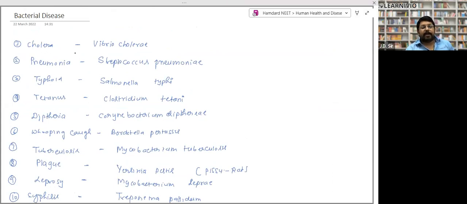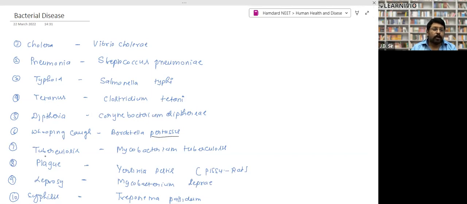Cholera is spread by a bacteria known as Vibrio cholerae. Pneumonia is spread by a bacteria, Streptococcus pneumoniae. Typhoid by Salmonella typhi. Tetanus by Clostridium tetani. Diphtheria by Corynebacterium diphtheriae. Whooping cough, that is Bordetella pertussis. Whooping cough is also known as pertussis. Tuberculosis, Mycobacterium tuberculosis.